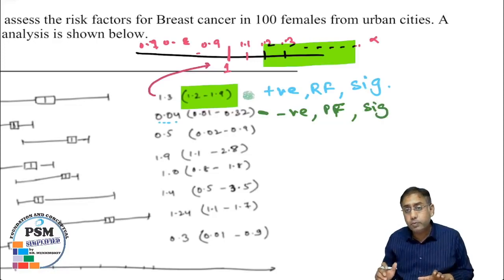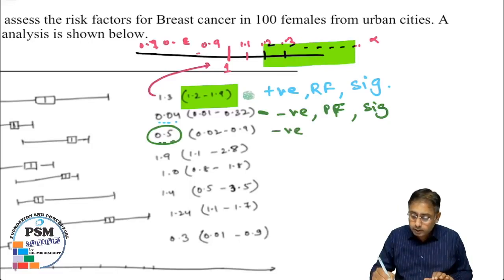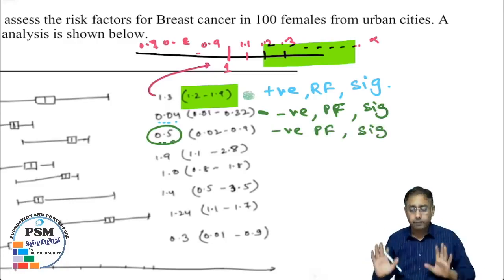Why do we say significant? Because it is negative all the time. Third, if you see this odds ratio is 0.5, it ranges from 0.02 to 0.9. It is also a negative odds ratio. It is a protective factor. It is again significant. It is all the time negative.